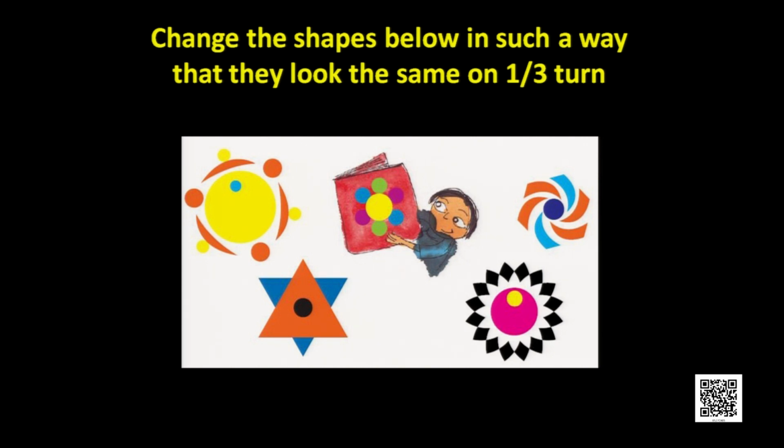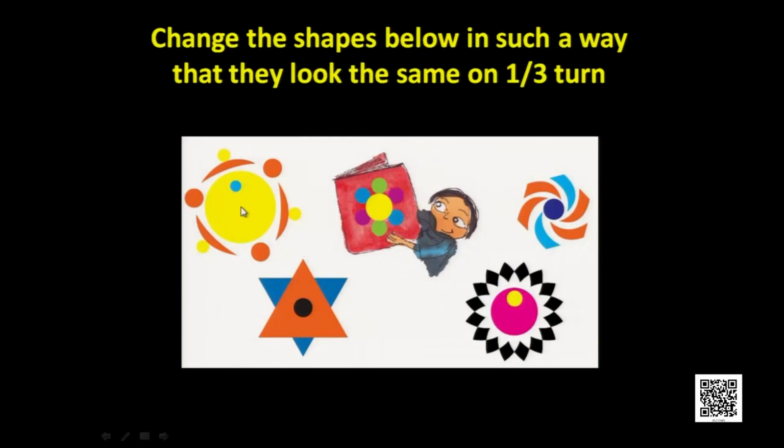So, how to make a change in the shape? I have to take this circle, this blue colored circle, and draw it in the middle, so that after a 1/3 turn I will get the similar picture. Similarly, you can change the shape in these pictures.